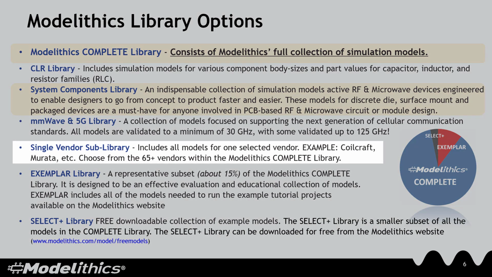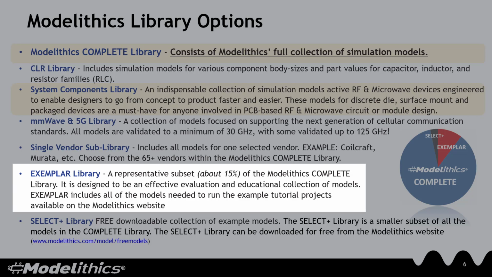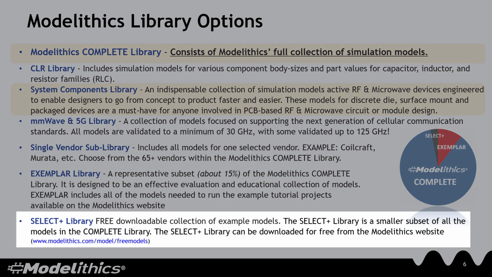Another option is a single vendor sublibrary. A single vendor sublibrary contains all the models that Modelithics offers for one specific vendor. Continuing further, Modelithics' standard trial library is the exemplar library, which is a representative subset of the complete library. The exemplar library also allows you to run all the example projects. And finally, the Select Plus library is a free, smaller subset of models that can be downloaded from the Modelithics website.